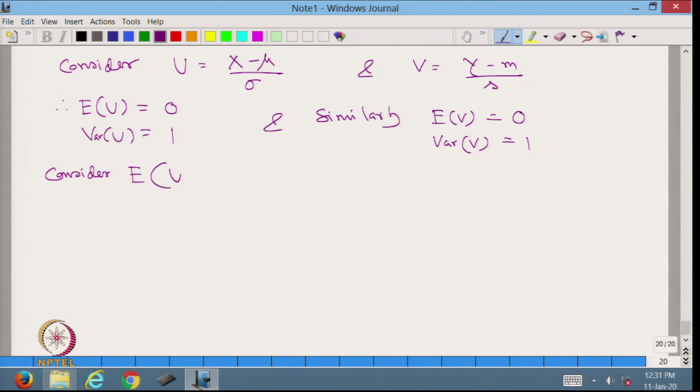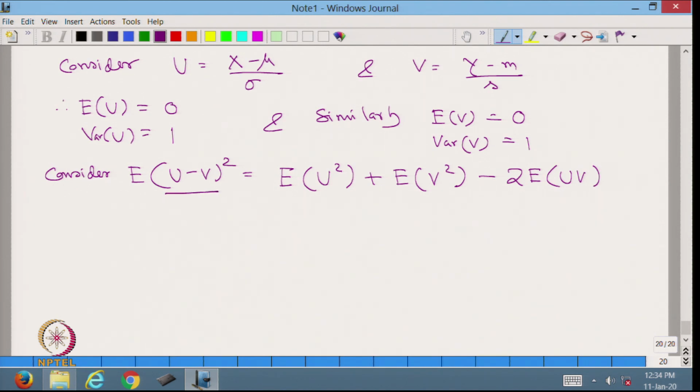Consider expected value of u minus v whole square. This is equal to expected value of u square plus expected value of v square minus 2 times expected value of u v, and since it is a positive quantity, this is going to be greater than or equal to 0. Since expected value of u square is equal to variance of u, because its expectation is 0, this quantity is going to be 1.